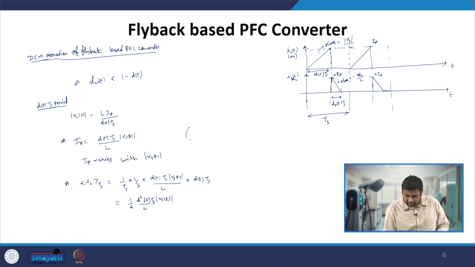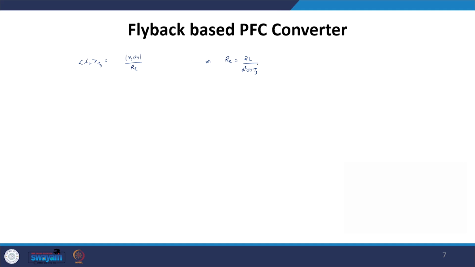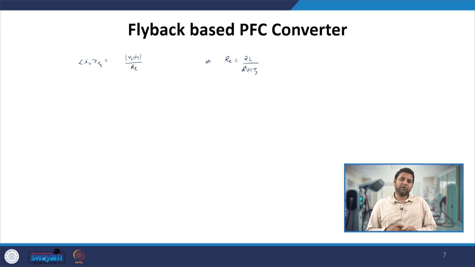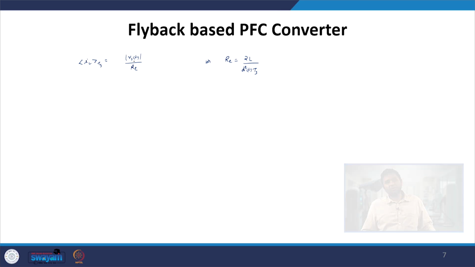We can write this L is the value of inductance referred to the primary side, or referred to winding P. Okay, so we can say that if we can ensure that we have the resistive load at the output of the diode bridge rectifier, then the average current over the Ts duration follows the modulus Vs, and thus the current drawn from the source has the unity power factor.